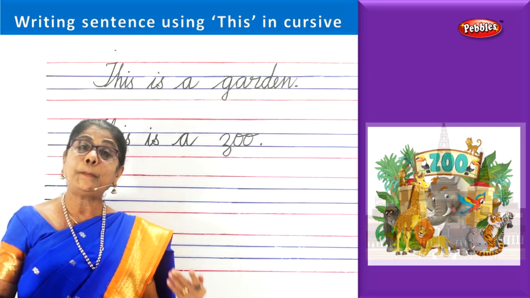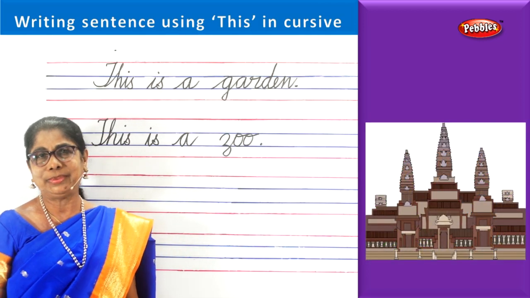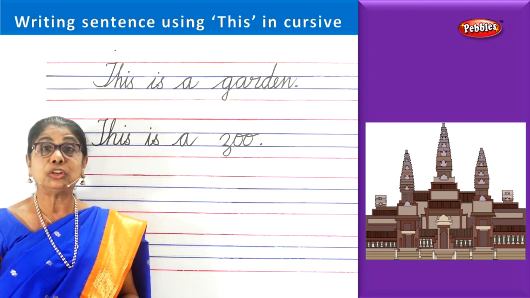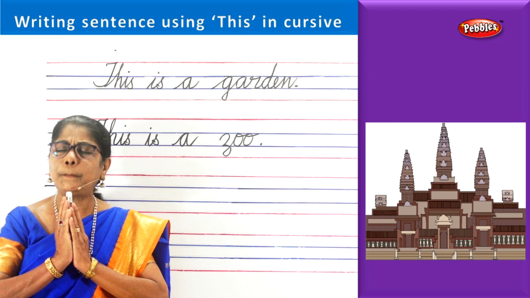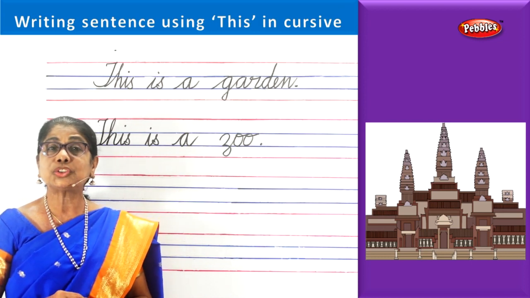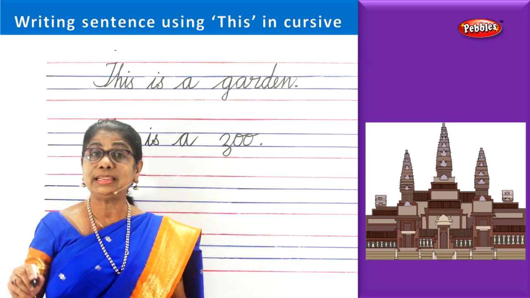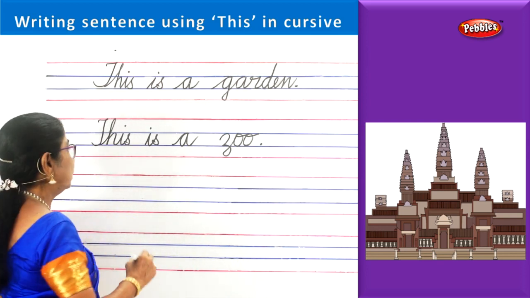Now, you go to pray somewhere. Yes? Where do you go? On your birthdays, on special days, you go to pray. And that place is called a temple. So you say, this is a temple.